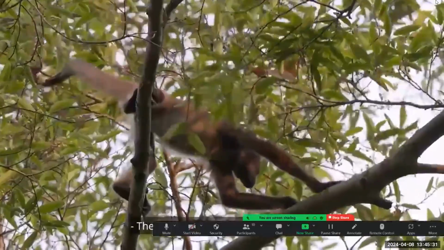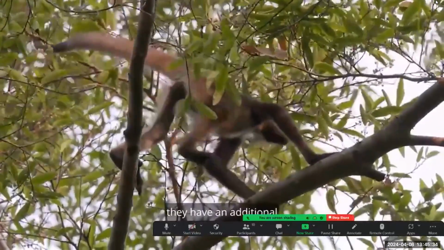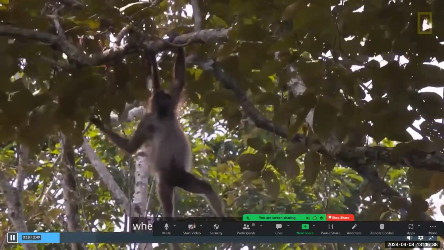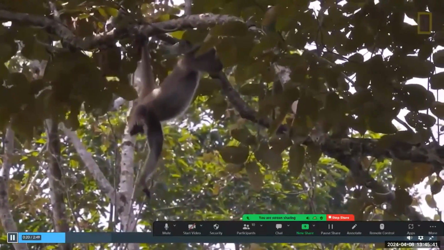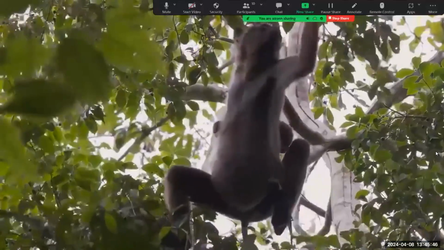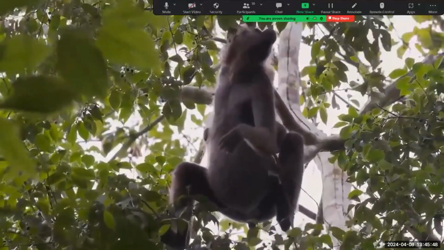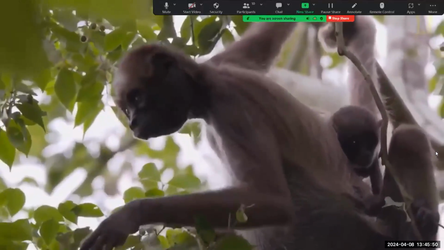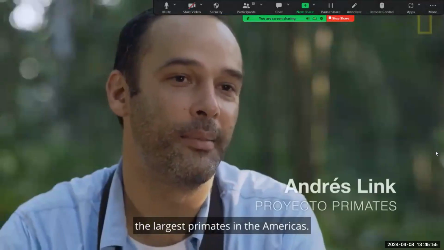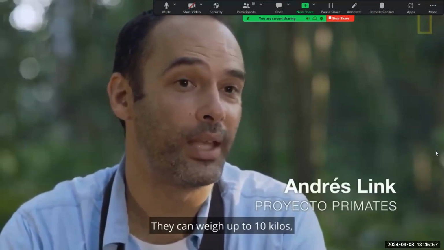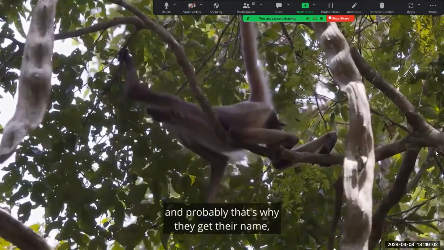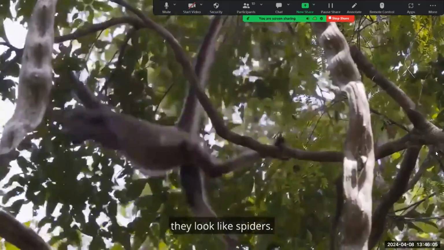They don't look like a regular primate that has 4 limbs. They have an additional limb that is their tail, so they really look like spiders when you look at them in the canopy. Spider monkeys are one of the largest primates in the Americas. They can weigh up to 10 kilos, and they are quite amazing because when you look at them, and probably that's why they get their name, they look like spiders.